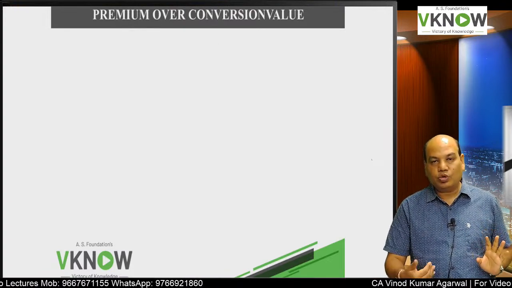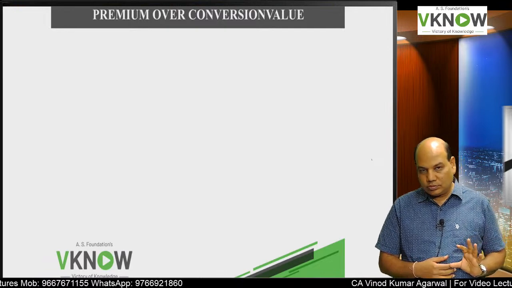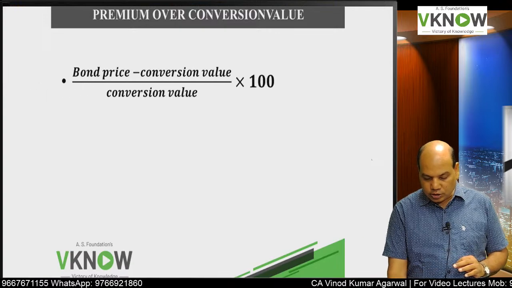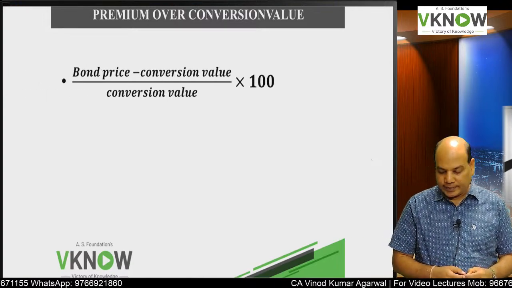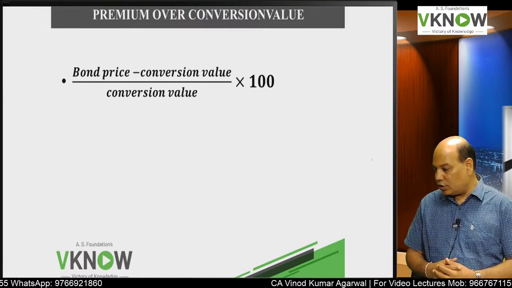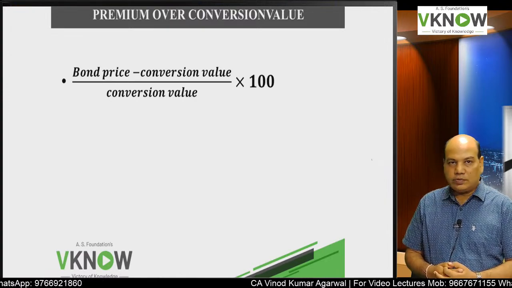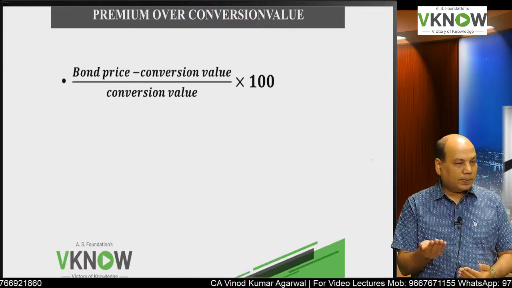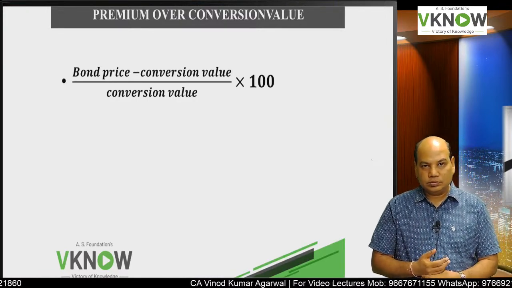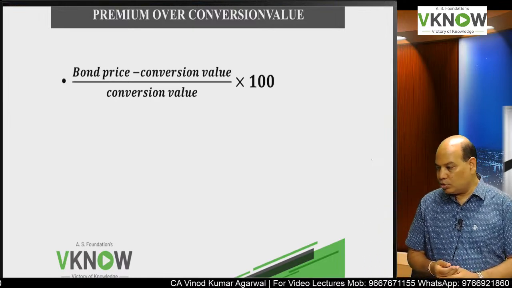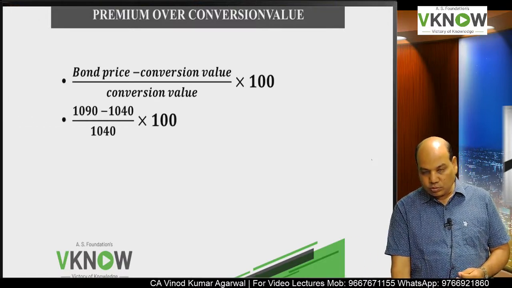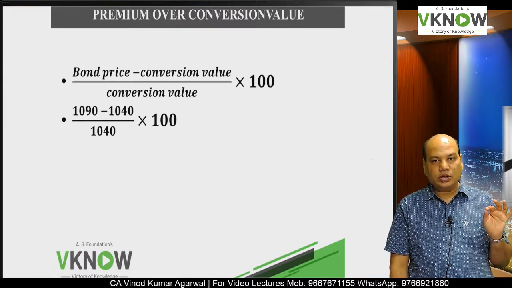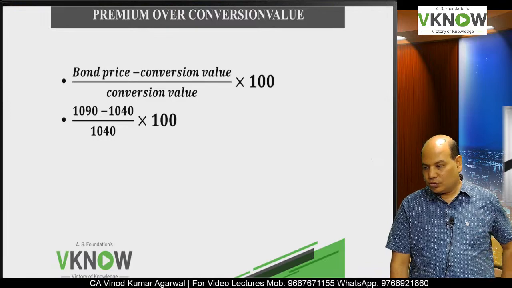Now write premium over conversion value. Conversion value means stock value of the bond. So write down bond price minus conversion value upon conversion value. If they are asking premium over conversion value, the base will be conversion value. How much premium are you paying? So 1090 for the bond and the conversion value is 1040. So what is the percentage?